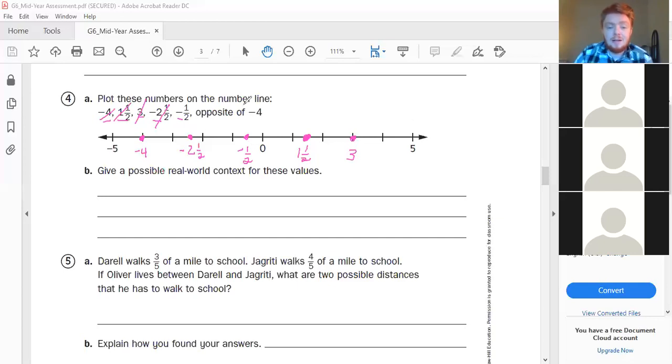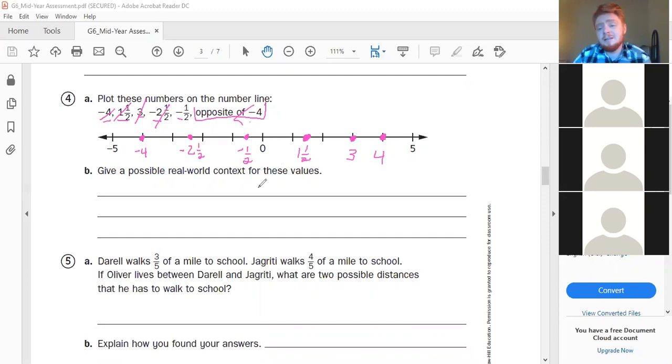All right, and then guys, the last one says opposite of -4. This one's easy. What's the opposite of -4? +4. Exactly. So that one goes right here. Boom. Done. Okay, so give a possible real world context for these values.